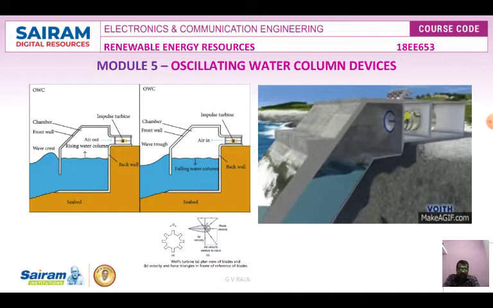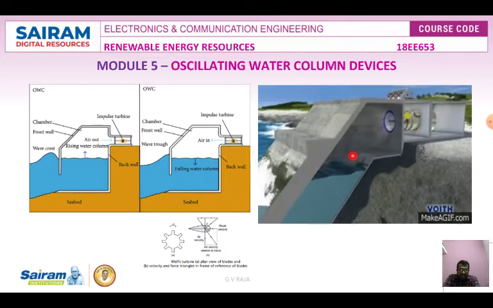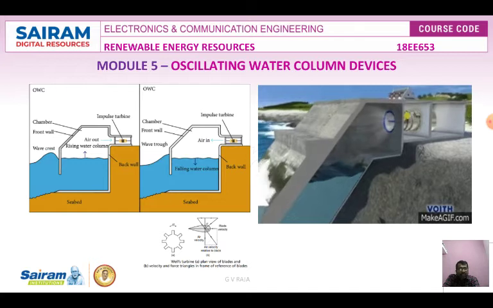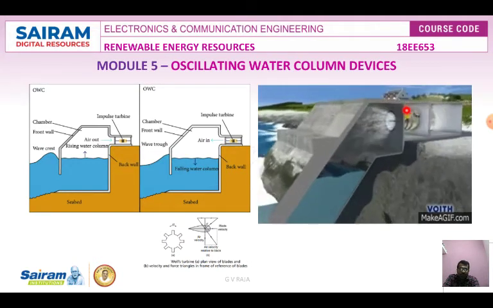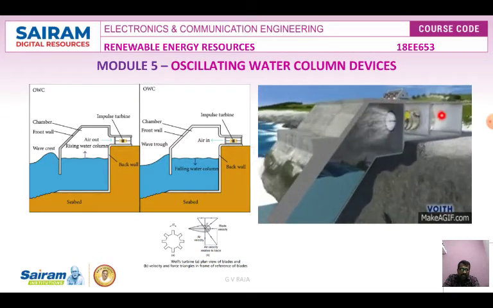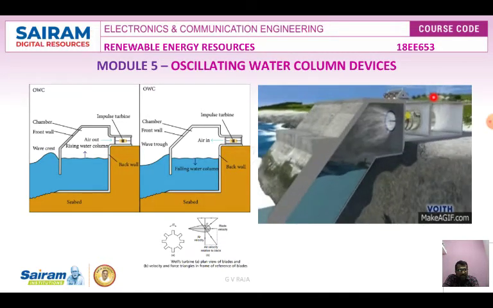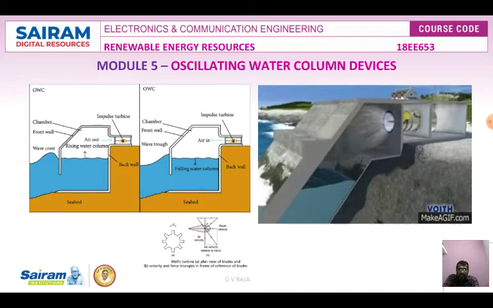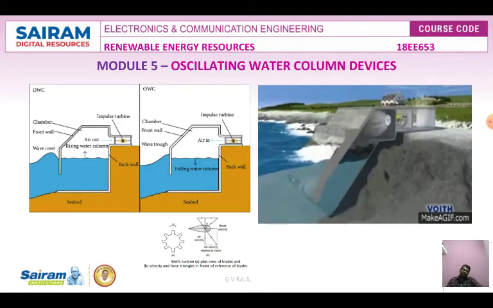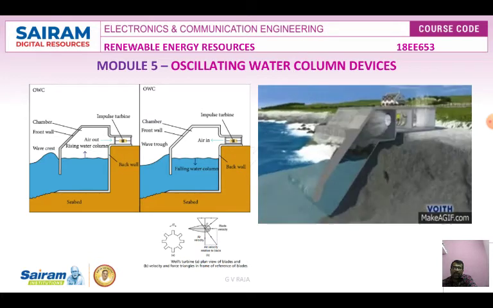Here, like the previous one, the overtopping device, the same method: the water will be coming to this point, then the water will rise up to this maximum level. After that, the air which is present will be pressurized and will drive this turbine, and it will reach the other side. When the water level decreases, again the same air from the other side will move to this side. During that time again the turbine will rotate, and the power generation will occur. This is nothing but oscillating water column devices.